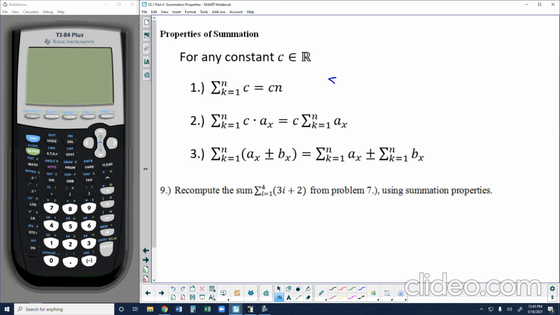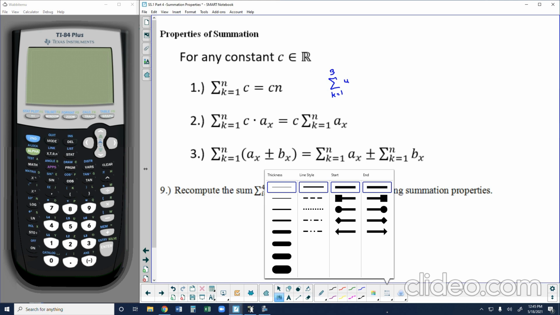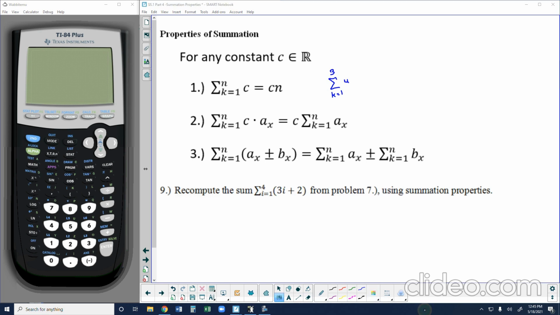If I had the summation of, let's say, k equals 1 to 3 of 4, we could do this as a summation where the terms would be 4 here because our formula for each term is 4. So the first term would be 4, the second term would be 4, and the third term would be 4. We could either do 4 plus 4 plus 4 to get 12, or we could take n, which is the upper bound, 3, times the element 4, 3 times 4, which is 12.